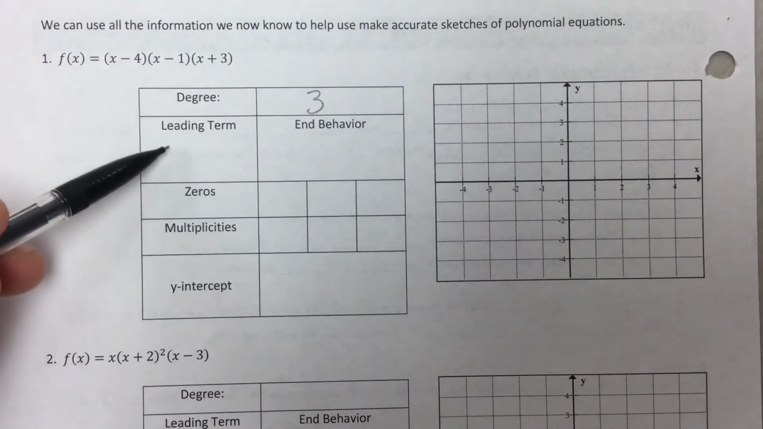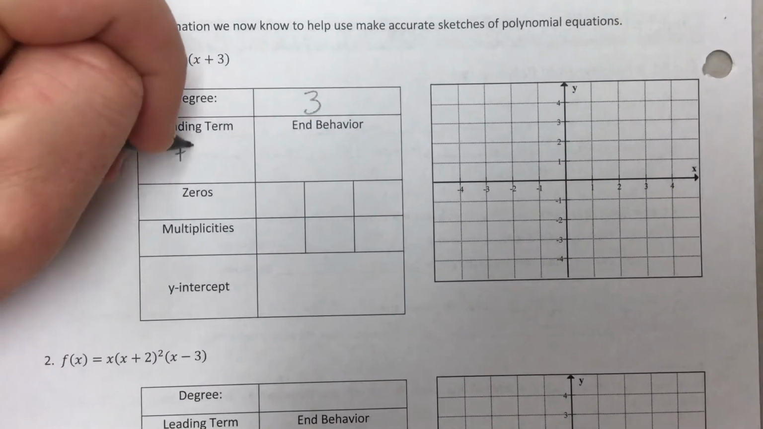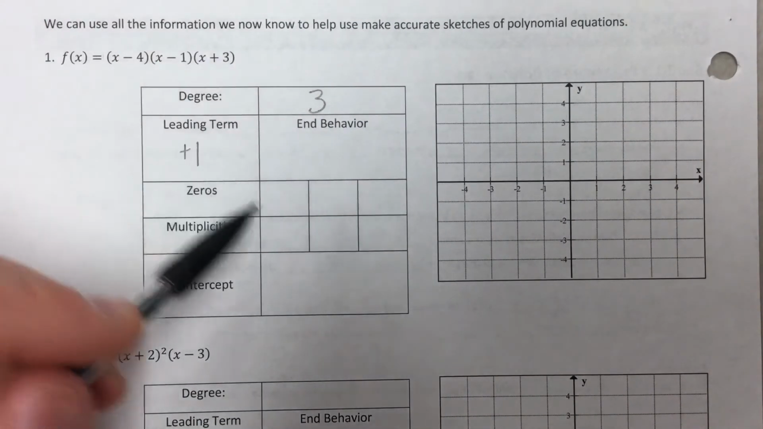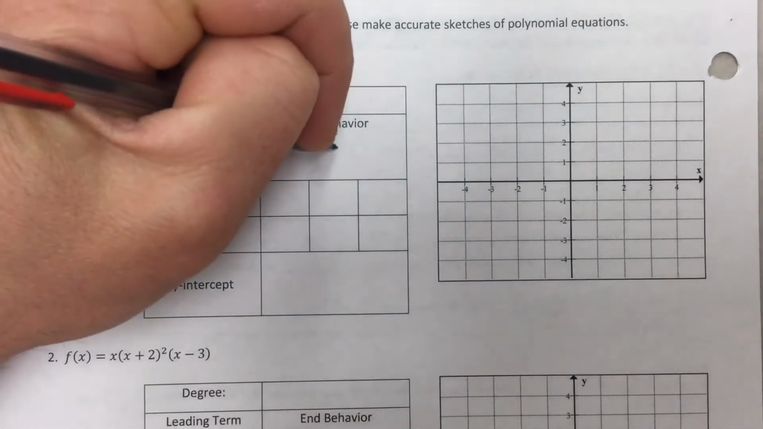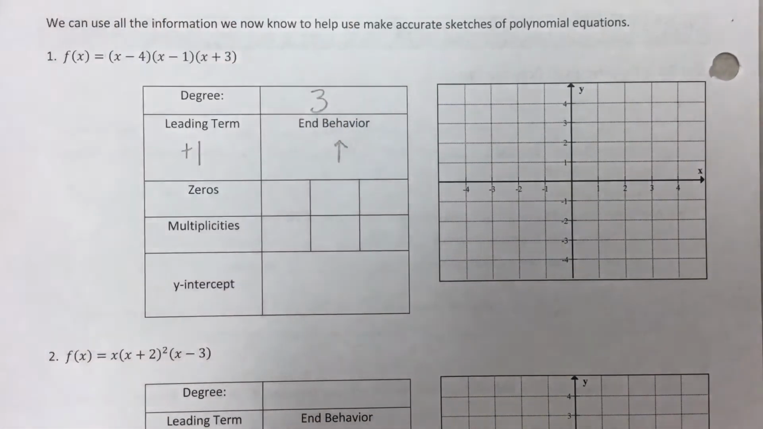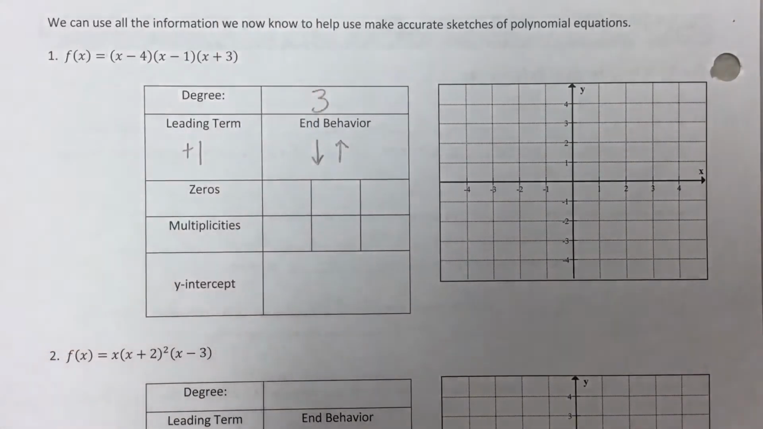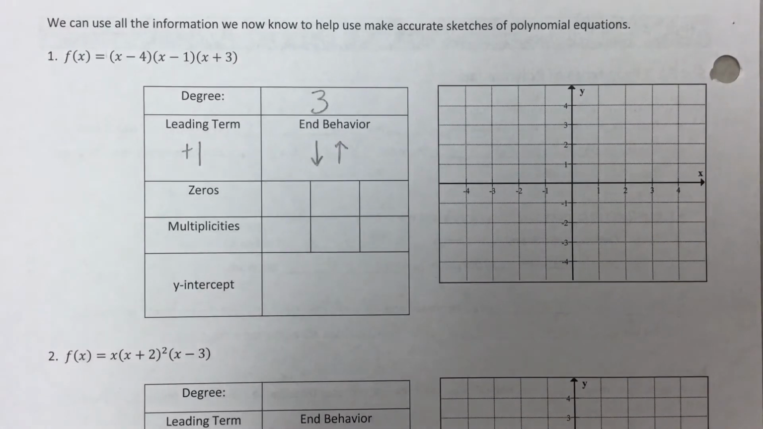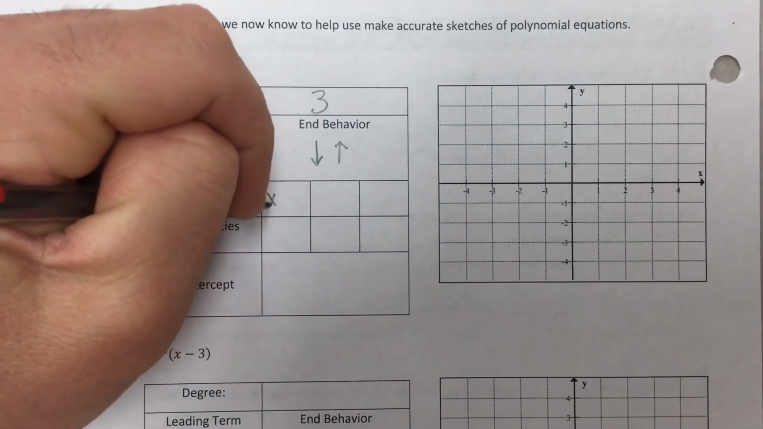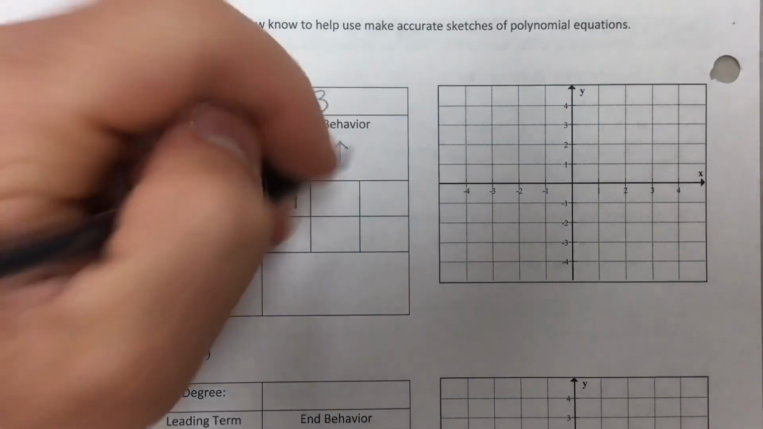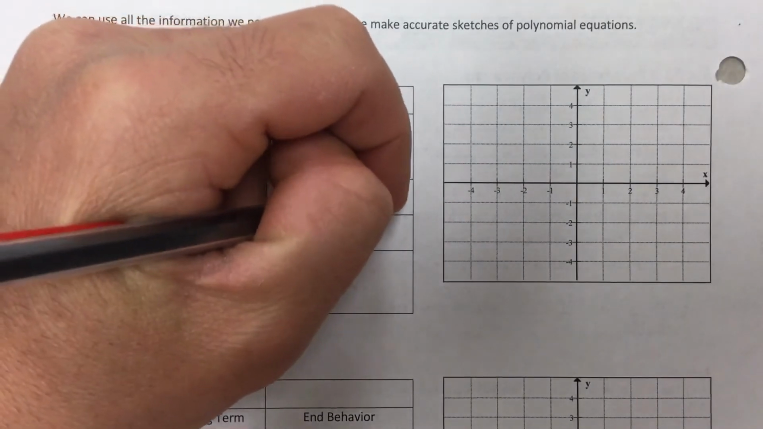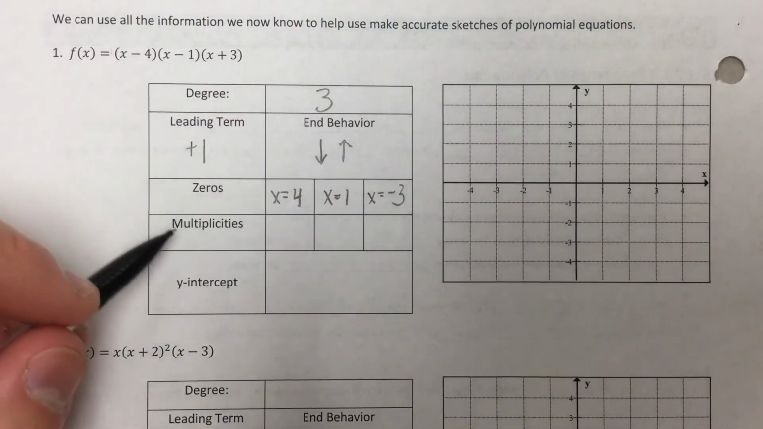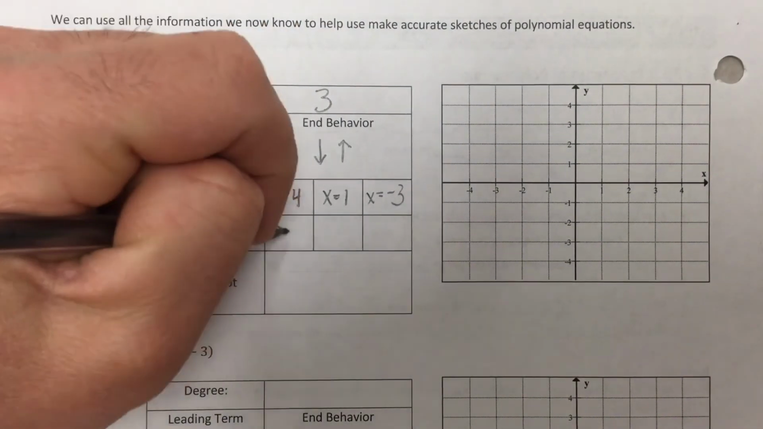So the highest power of x would be 3, so that's our degree. Our leading term is positive 1, because there's a 1 in front here. Our end behavior then, so it's an odd degree with a positive leading coefficient, so it's going to end positive. Since it's an odd degree, like a line, it's going to have opposite start and ends. Our zeros then would be 4, 1, and -3. And the multiplicities on all these are 1s because the exponents are all 1s.